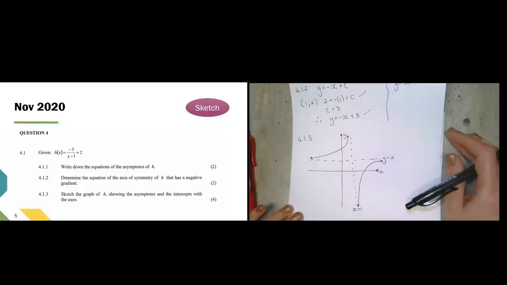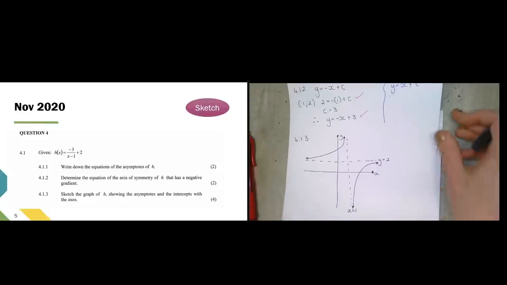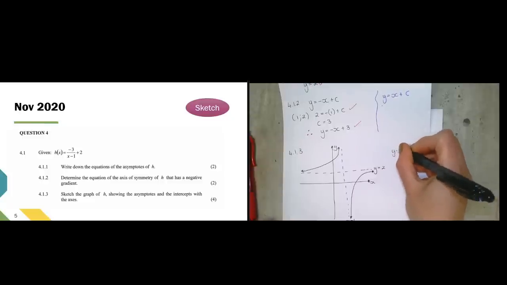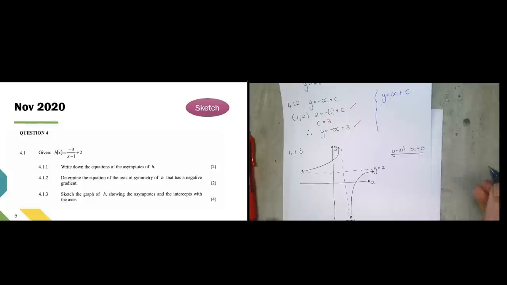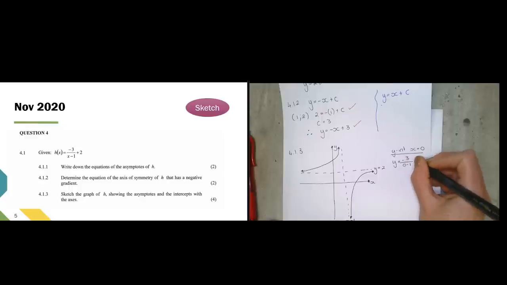So what am I still missing? I am missing my x-intercept and my y-intercept. I need to determine those coordinates. Okay. How do I determine the y-intercept again? I make x equal to 0. So you take your equation, y equals negative 3. Instead of x, you substitute in 0, minus 1 plus 2.